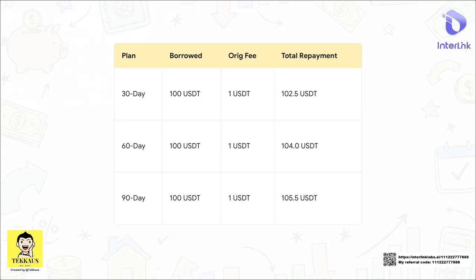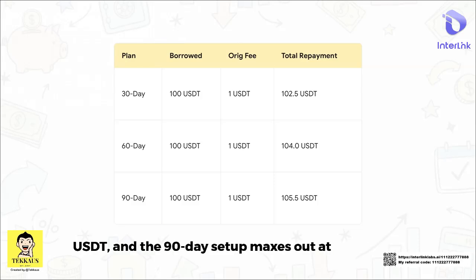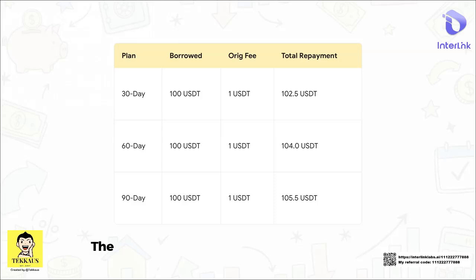Easy. If you go with the 30-day term, you add the 1.5 USDT term fee, capping your total repayment at 102.5 USDT. The 60-day model pushes your total liability to 104 USDT, and the 90-day setup maxes out at 105.5 USDT. The beauty of structuring debt this way is total transparency before you ever sign the smart contract. Zero hidden fees, zero surprises.